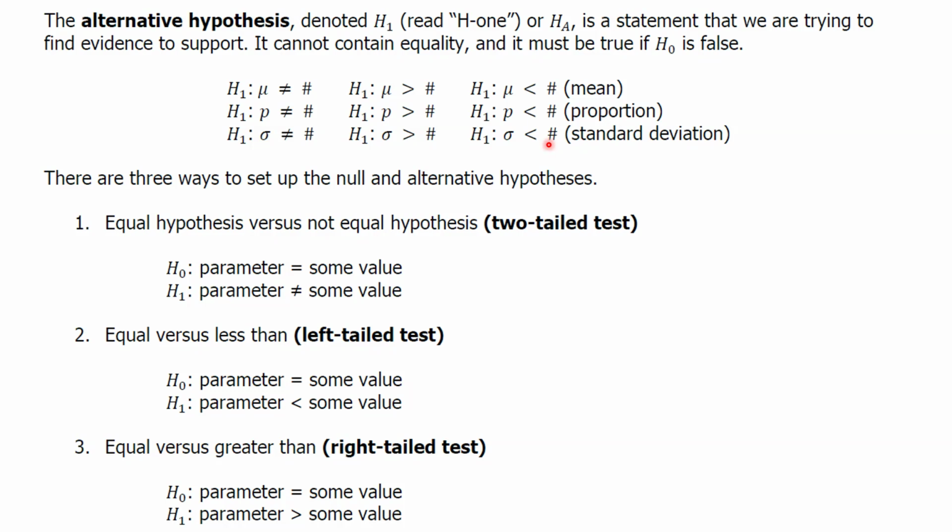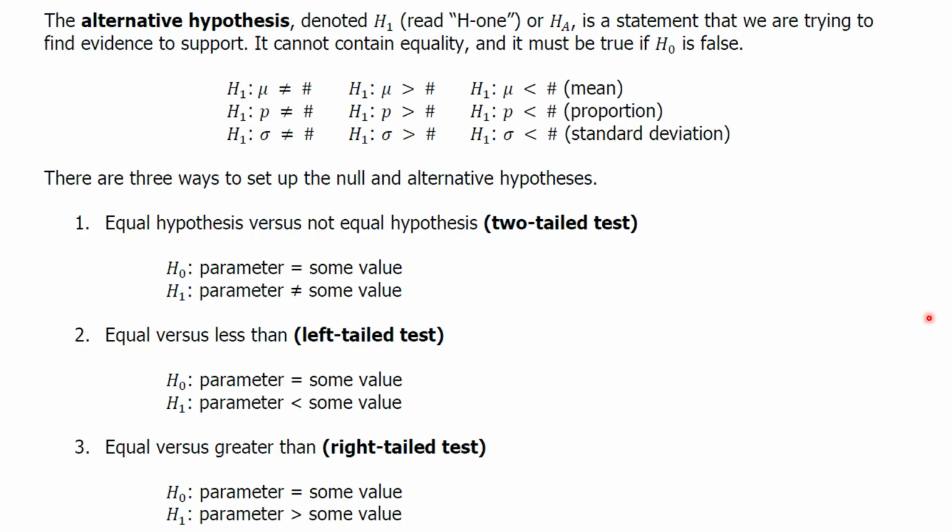So some examples for this would be the new drug does have an effect. So instead of it not having an effect, it does. Or the defendant is guilty. The coin is biased. The average has then changed from what it used to be.